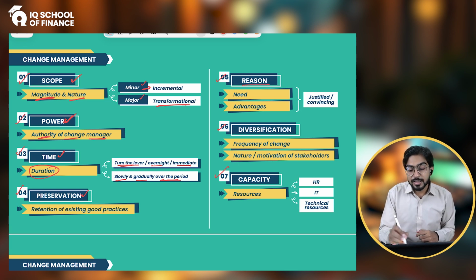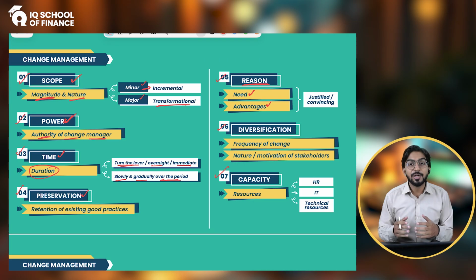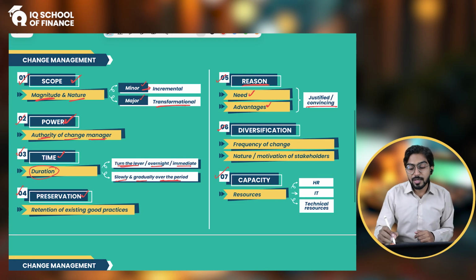Then reason, you have to understand the need and advantages of the change, that what are the needs, why you are implementing the change, right? And what will be the advantage of the change to everyone. Employees have to understand this thing, customers have to understand this thing. So if they will be able to understand the need and advantages of the change, only then they will be convinced, or you can justify the change to them.